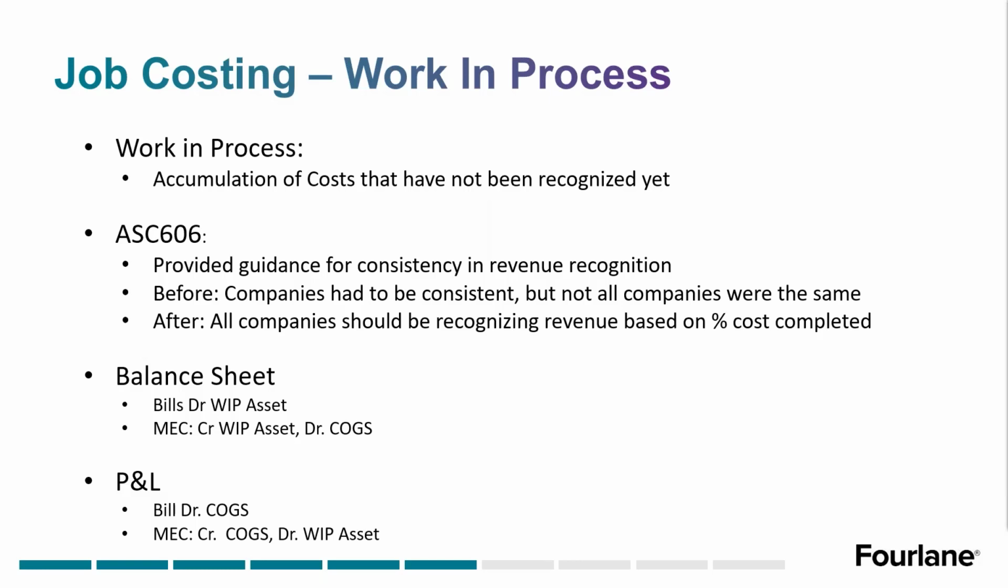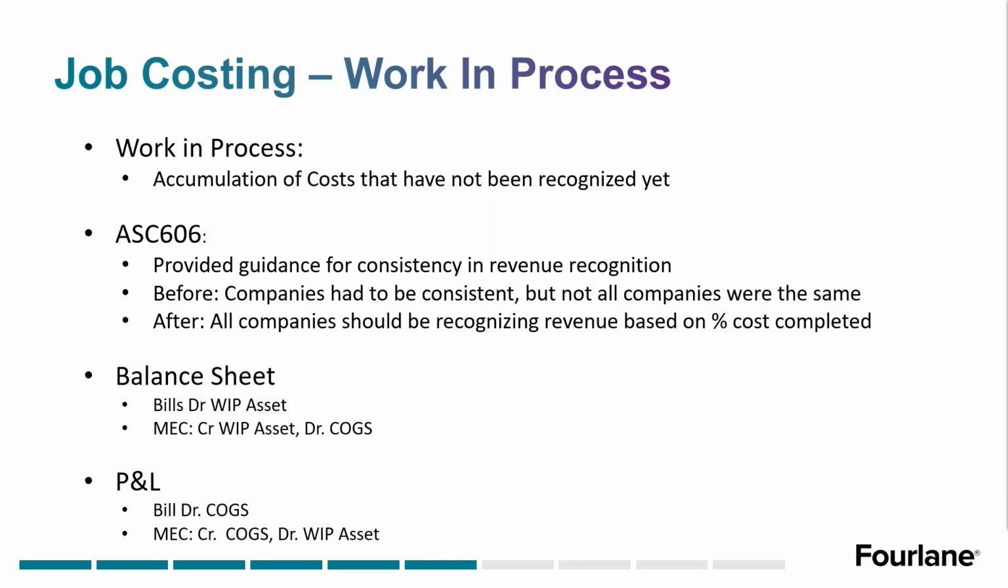Now, after ASC 606 came out, all companies should be consistent across the board in recognizing the same way, which is based on percentage of cost completed. And we'll look at this in a minute. It'll make more sense when you're looking at reports. So the way that we have seen people do this, I hate debits and credits, so sorry. I have seen people do this multiple ways.